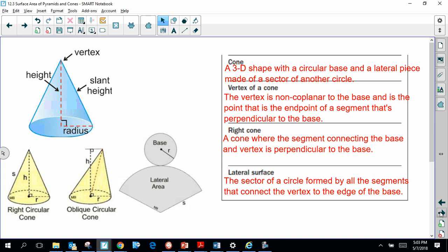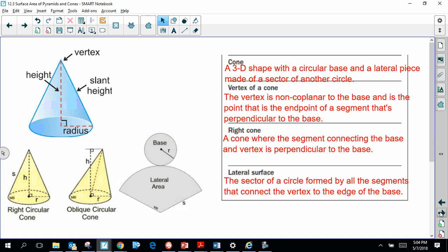The vertex of the cone is where the lateral part of the cone kind of tapers together to a point. A right cone is simply going to be a cone that's most commonly what we think of when we think of cones. It's where the vertex is going to be directly above the center of the circle. So the segment that contains the vertex and the center of the circle would be perpendicular to the base.